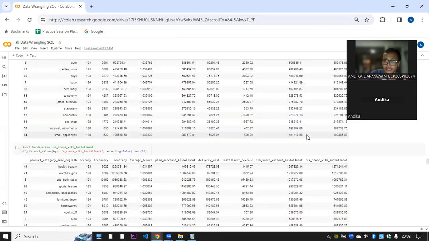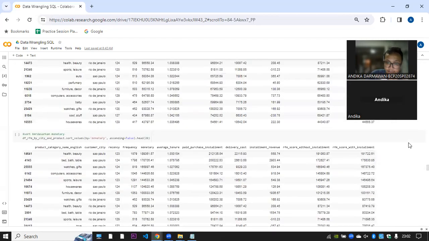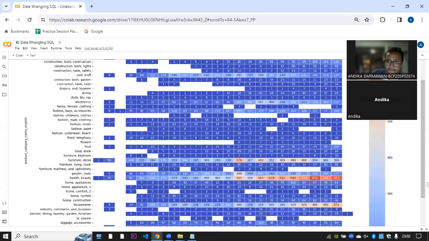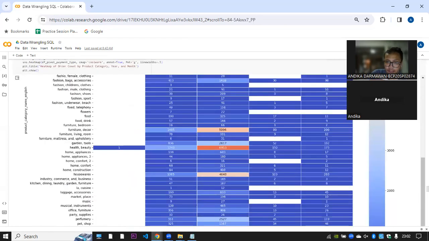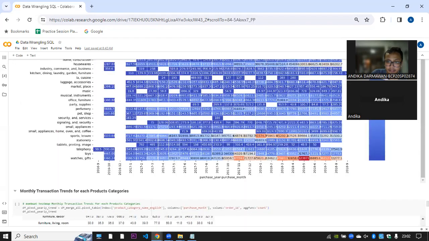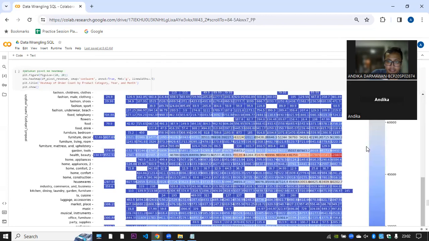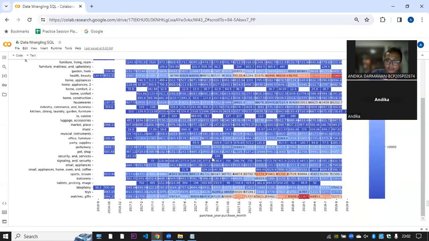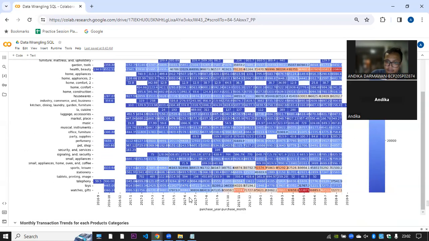So as we see later in this table, we try to find the pattern. In this, like we saw before, health and beauty has growth trends from the beginning, in May 2017, until August 2018.